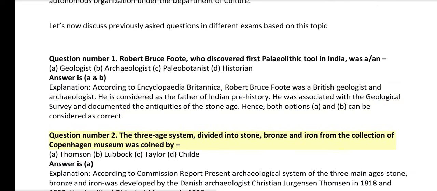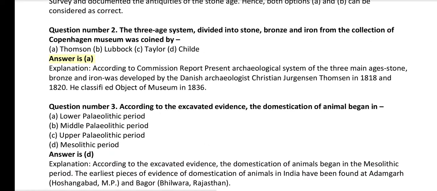Question number 2. The three-age system, divided into stone, bronze and iron from the collection of Copenhagen Museum, was coined by A. Thomson, B. Lubbock, C. Taylor, D. Child. Answer is A.